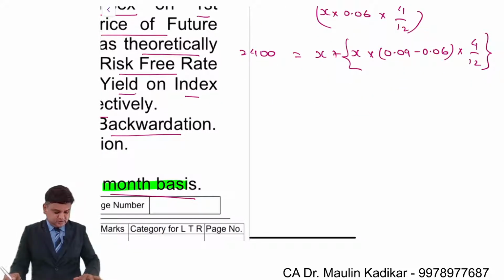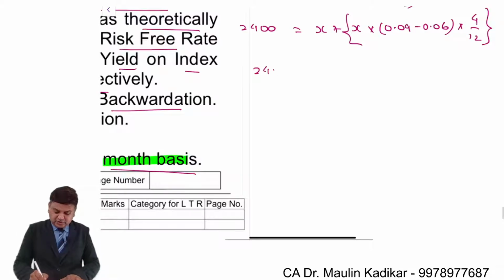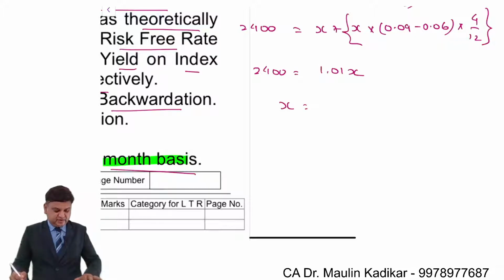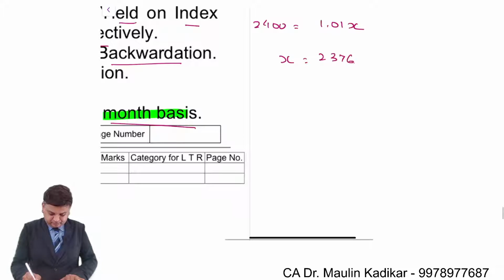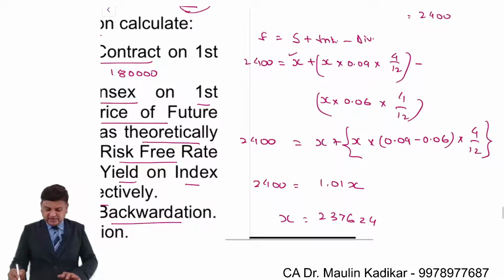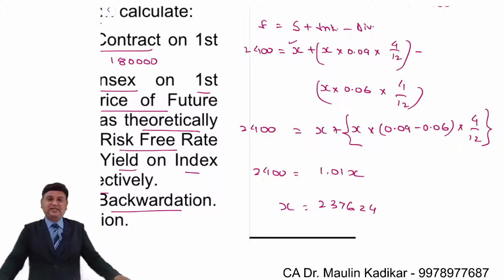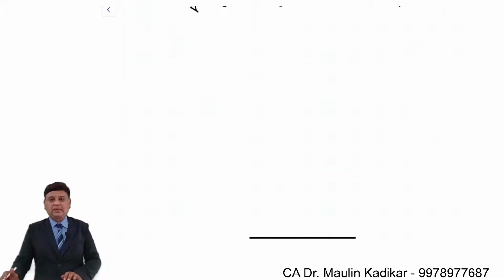So 0.09 minus 0.06, that comes to 3%, into 4 divided by 12, that comes to 1%. So 2400 is equal to 1.01x. So x will be calculated as balancing figure, and it comes to 2376.24. This is the way we are required to make the computation of the spot index value. So let us write first of all answer for the first two questions, and then we will see the remaining questions.